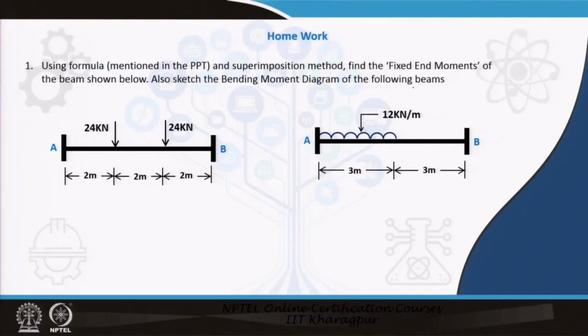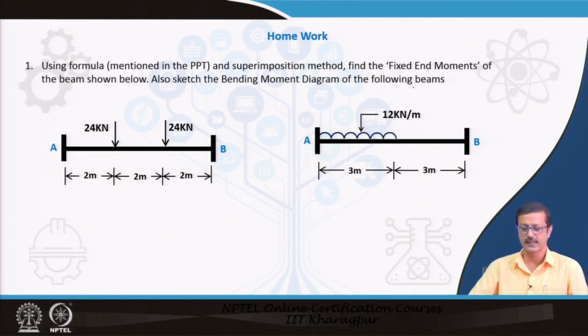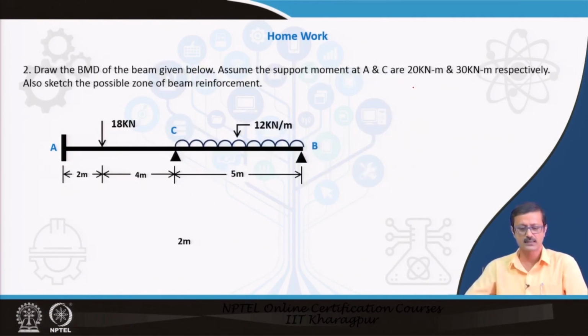Before we finally end, we have 2 homework problems for you. I have just told you there are 2 formulas I have given in the PPT. You have to find out the fixed end moment for both beams, and also sketch the bending moment diagram for the following beam, and perhaps also try to find out what the reinforcement pattern of the beam should be, as it is a fixed beam, with both ends A and B fixed. And in the second case, draw the bending moment diagram for this particular beam.